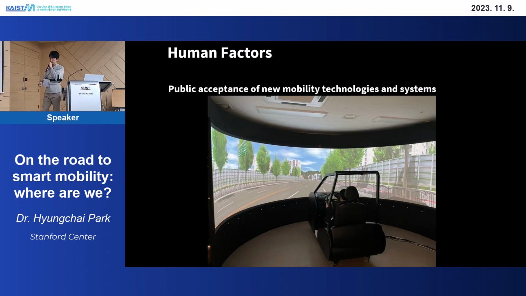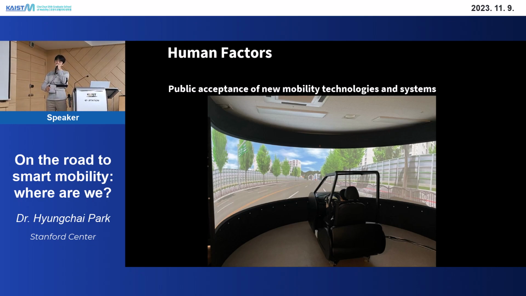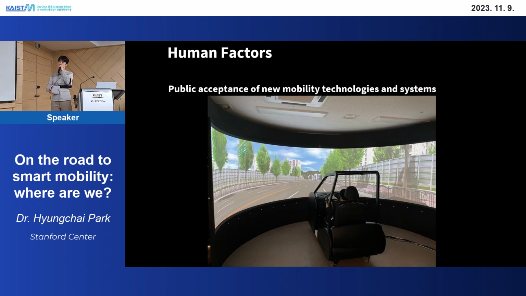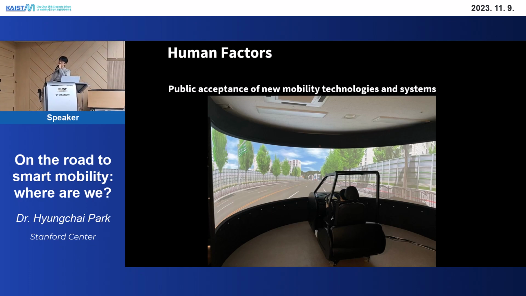And our center also has a driving simulator because no matter how good new technologies are, if people don't accept it, then they are not users. So we quantitatively research the public acceptance of new mobility technologies and systems.